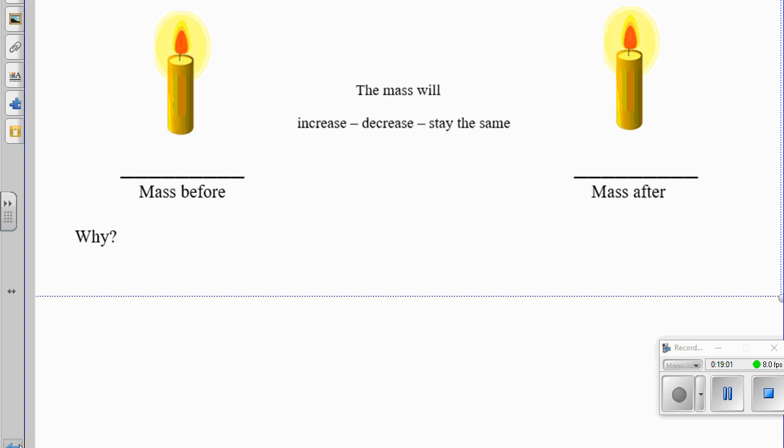We're going to talk about this little law here at the very end, and we're going to do another demonstration before it, but I'd like to know what you think happens to the mass of a candle as it burns. And so what I have up here is a candle, and there is a mass.